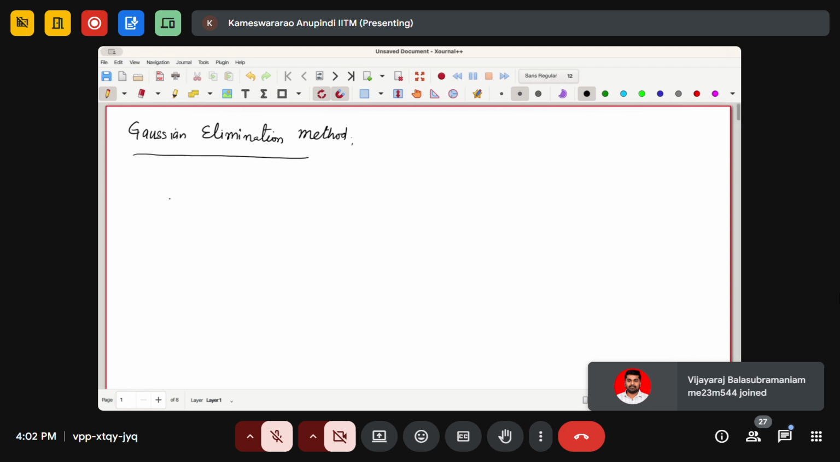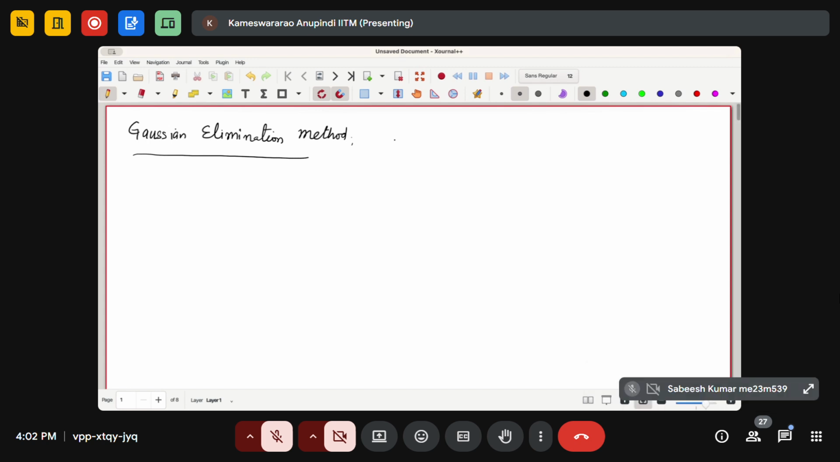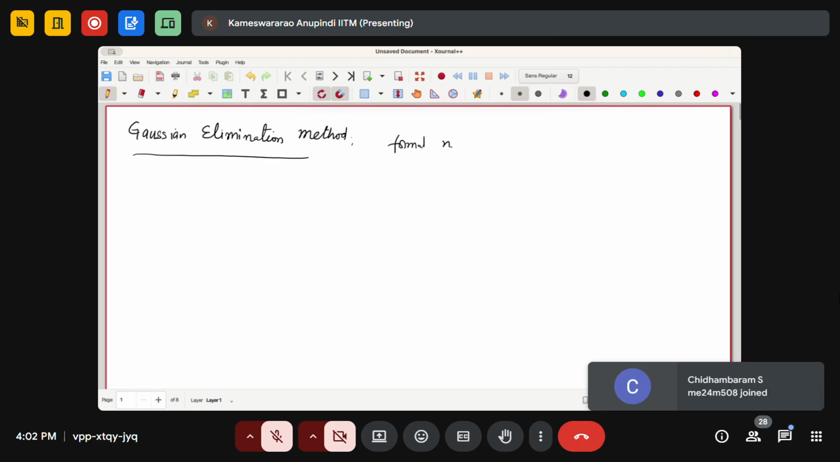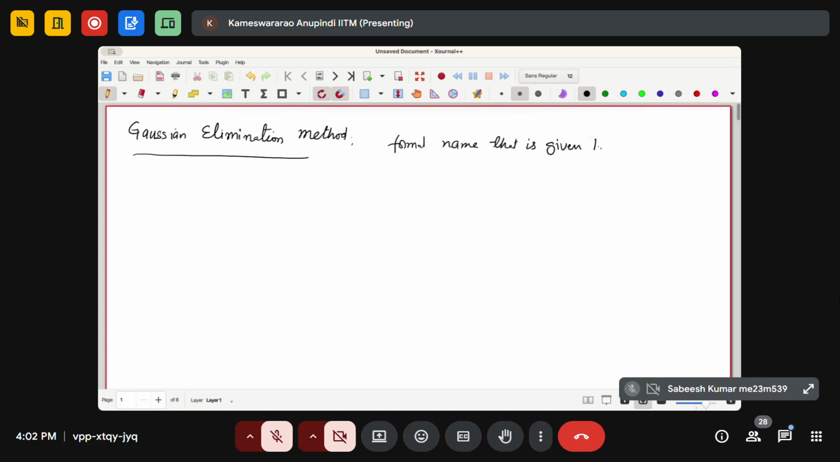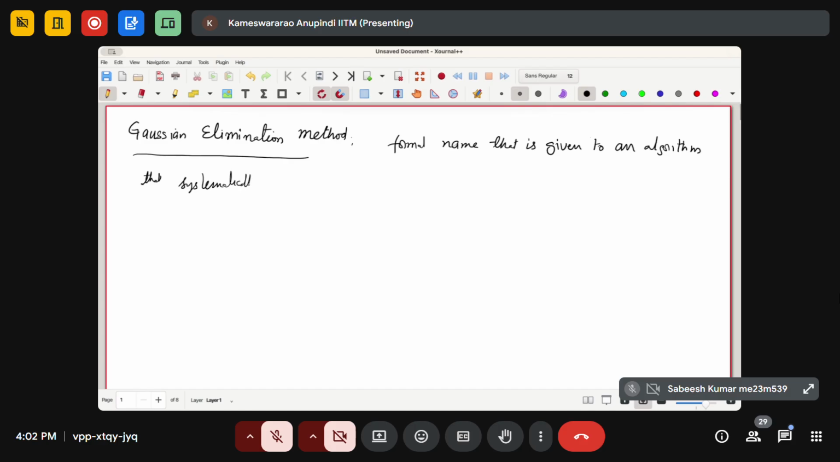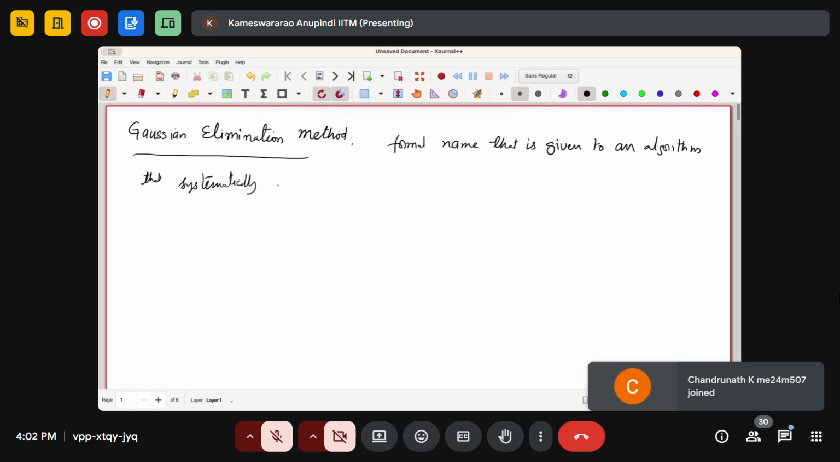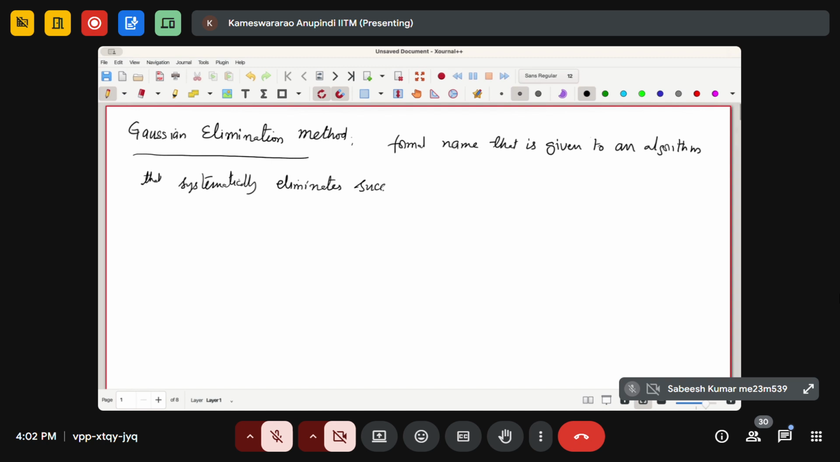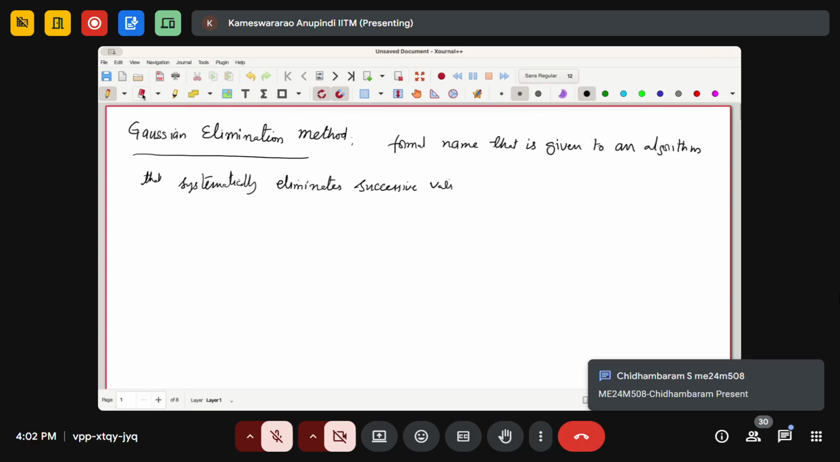So we said, okay, Gaussian elimination is basically a formal name that is given to an algorithm that systematically eliminates variables from successive equations.